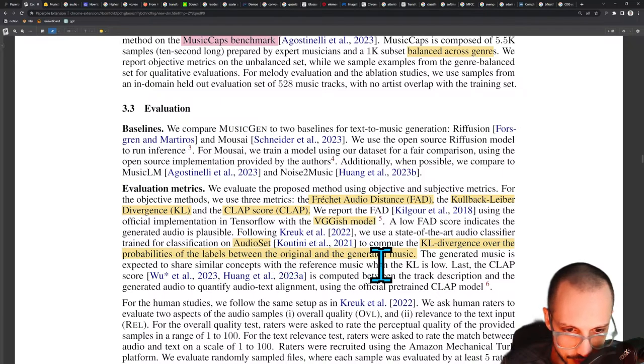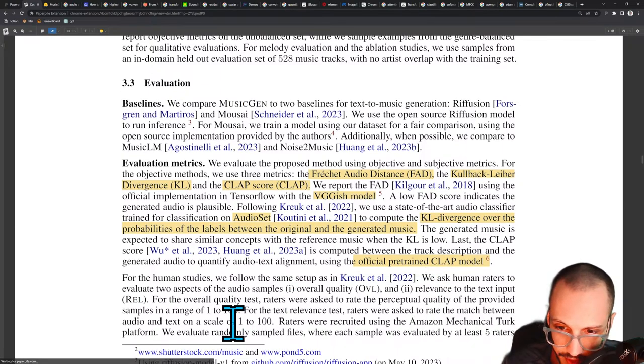Share similar concepts. The CLAP score is computed between the track description and the generated audio to quantify audio-text alignment. Again, also another metric seemingly based on a specific model. Follow the same setup, ask human raters to evaluate two aspects of the audio sample: overall quality, OVL, and relevance to the text input, REL.